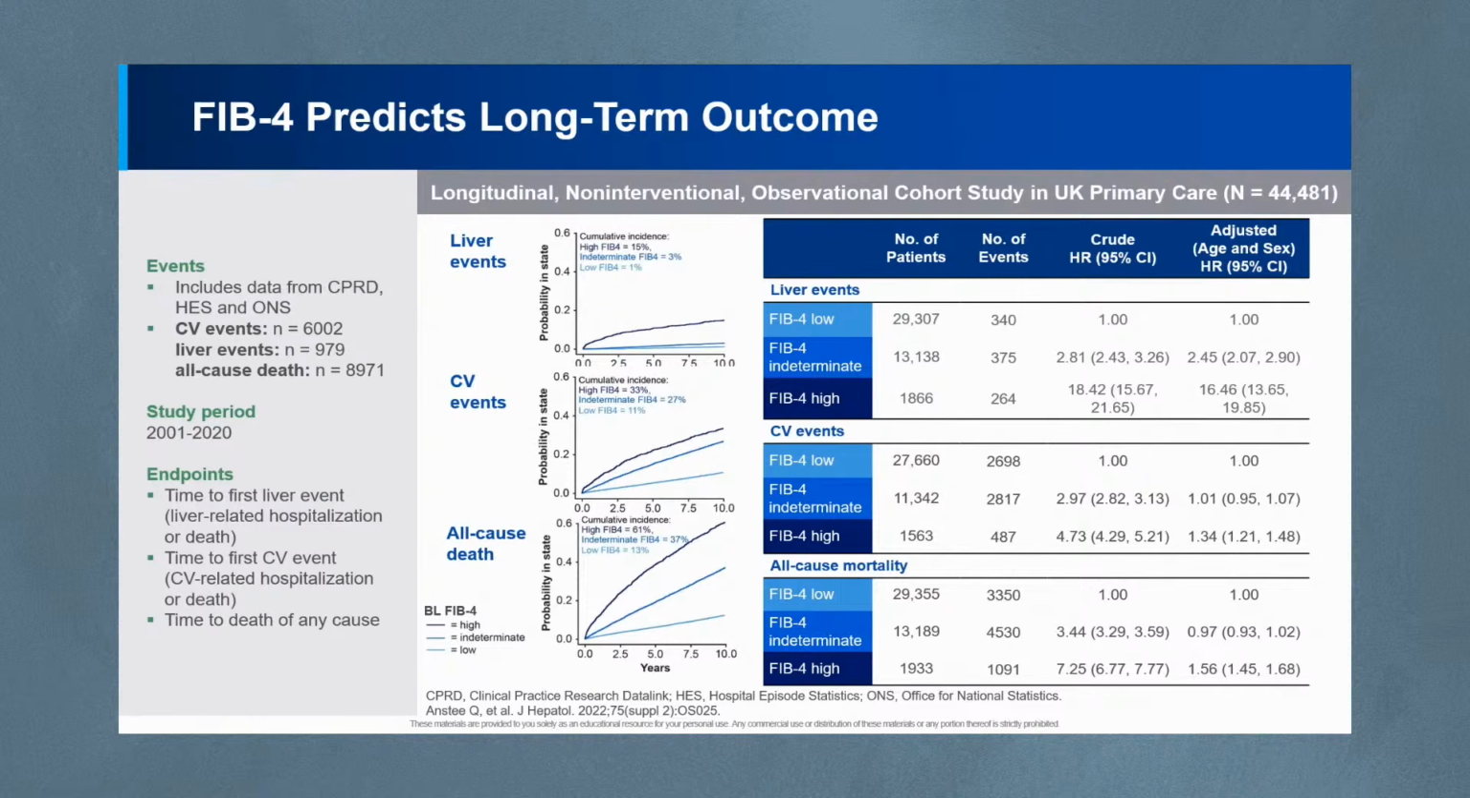And we looked to see what cardiovascular events or what liver-related events or what all-cause mortality occurred. What you can see is that if you're in the low-risk category, you're actually very unlikely to experience either a liver-related or a cardiovascular-related event. If you're in the intermediate, that risk goes up, and by the time you're into the high-risk category, the risk of particularly liver-related events, but also other forms of events, goes up with it.